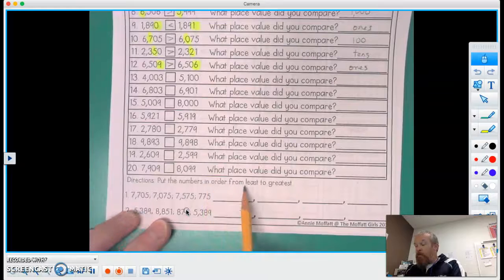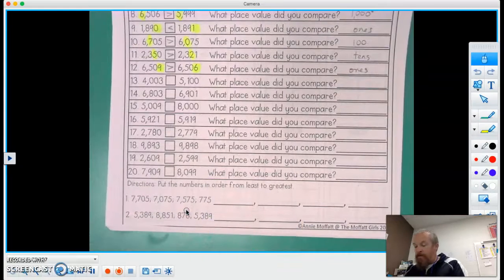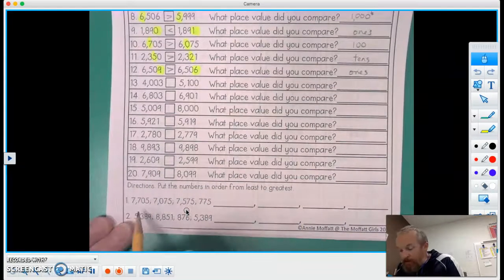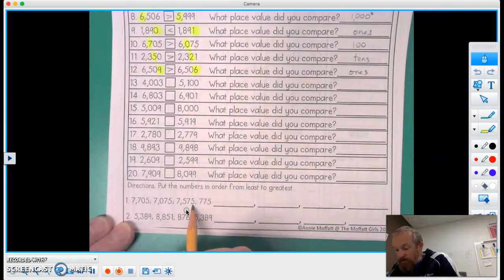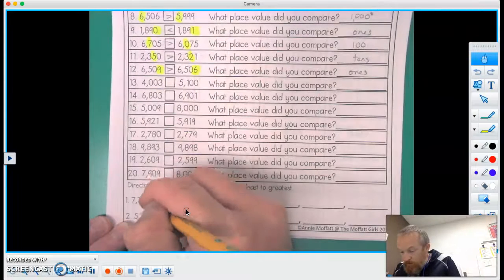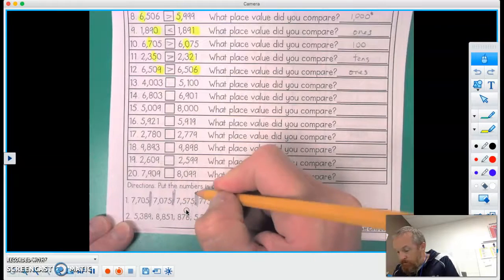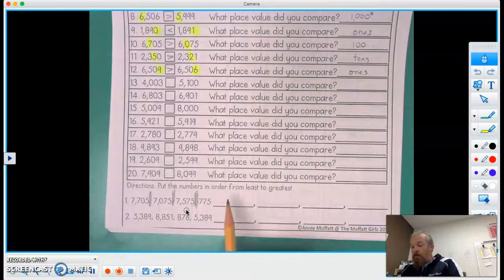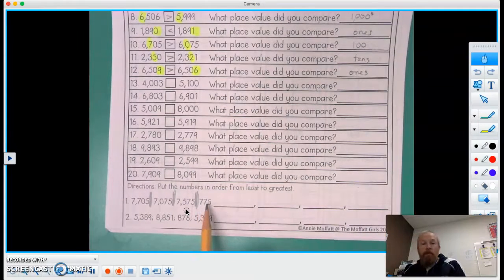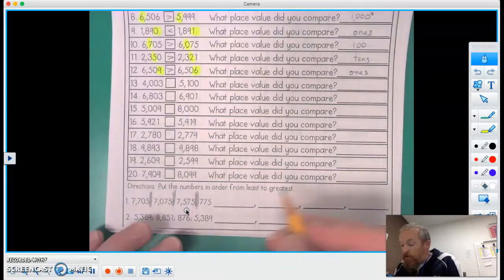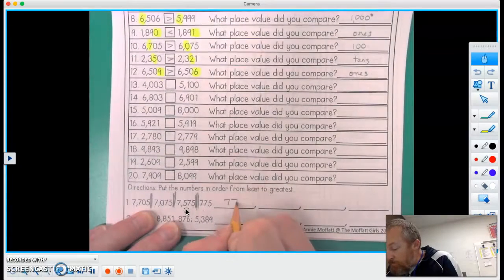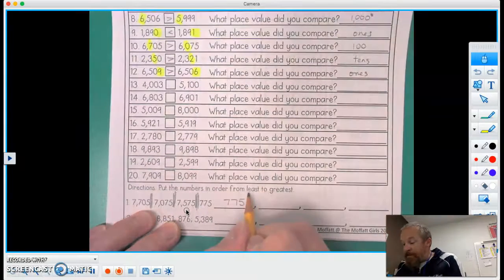Directions: put the numbers in order from least to greatest. So we're going to look at the 7,000, the 7,000, 7,000, 5,000. Okay, so kind of here's a number here, just showing you the break point in between numbers. This one doesn't even have anything in the thousands. You see that? So this one is going to be first, because it's the least.